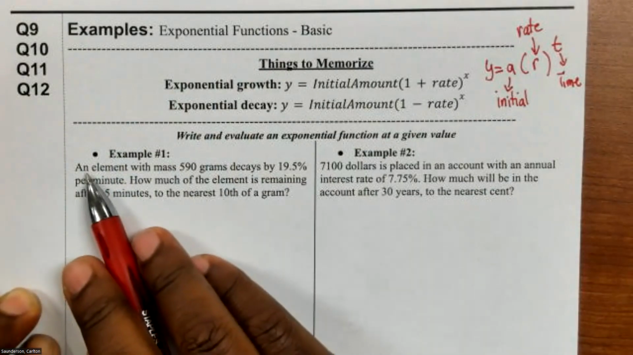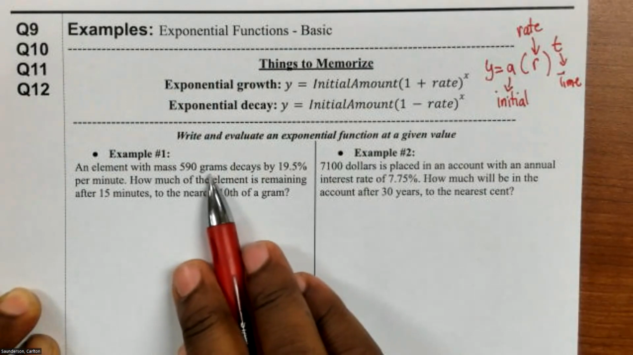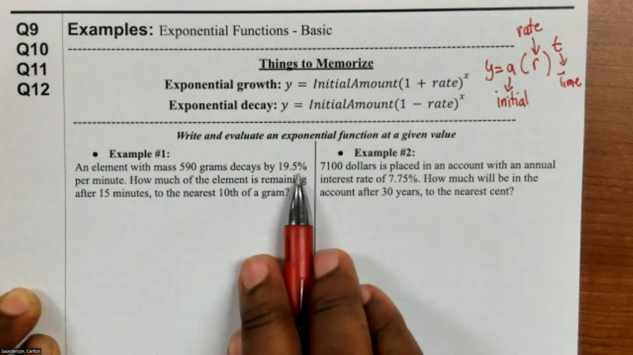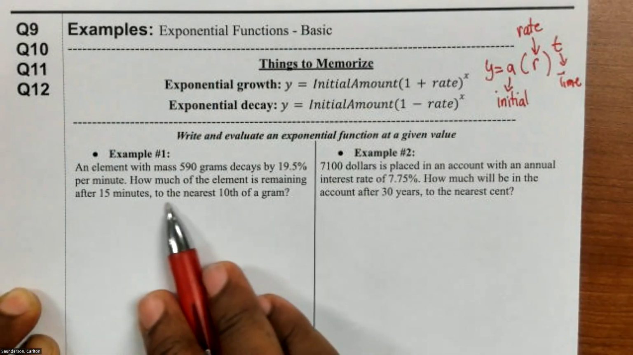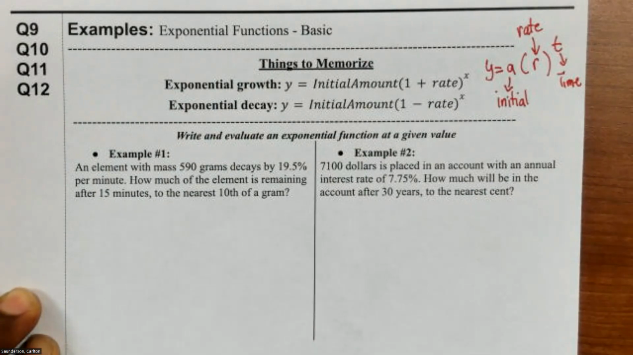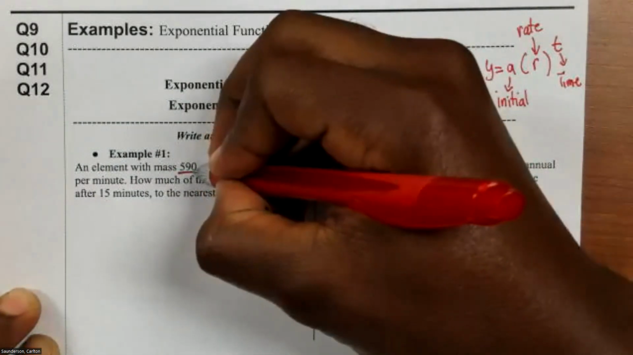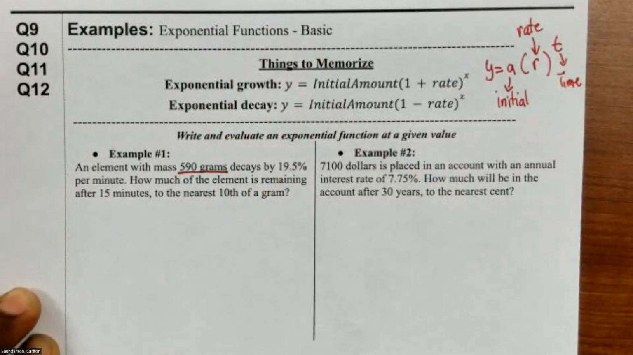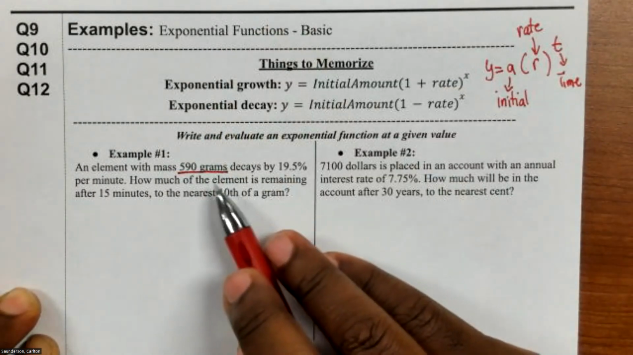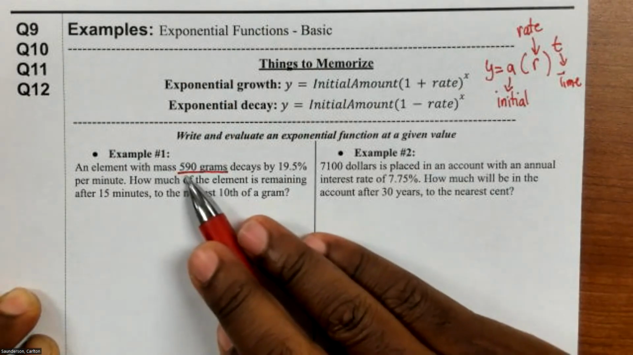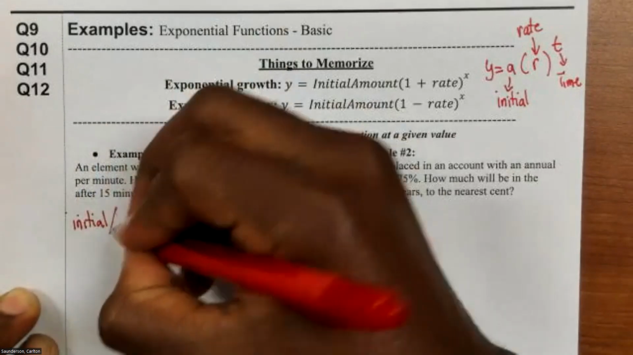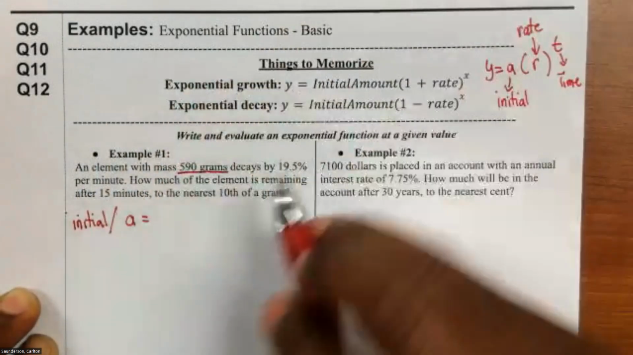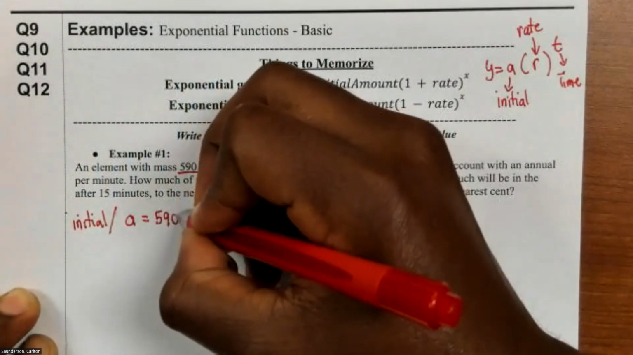In this case, it says an element with mass 590 grams decays by 19.5% per minute. How much of the element is remaining after 15 minutes to the nearest tenth of a gram? So this 590 grams is the amount that we started with before we started to decay. That would represent your initial value, so your A is going to be 590.